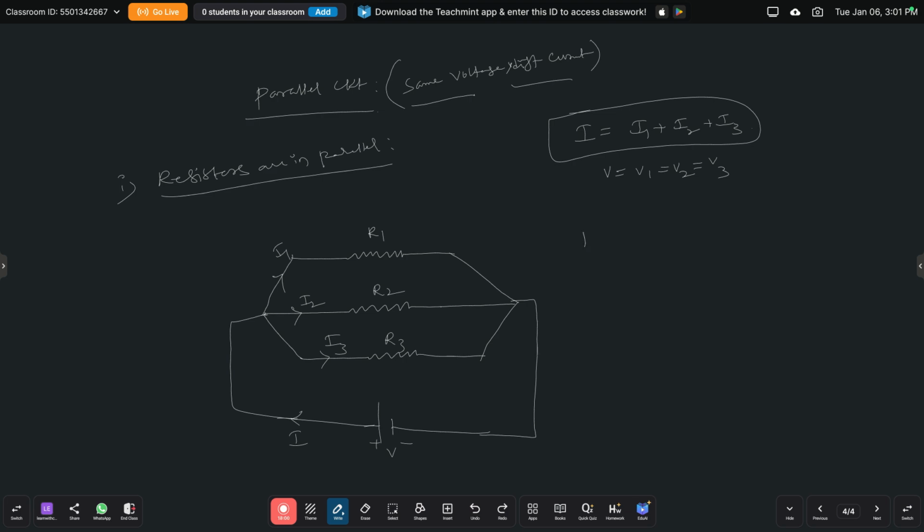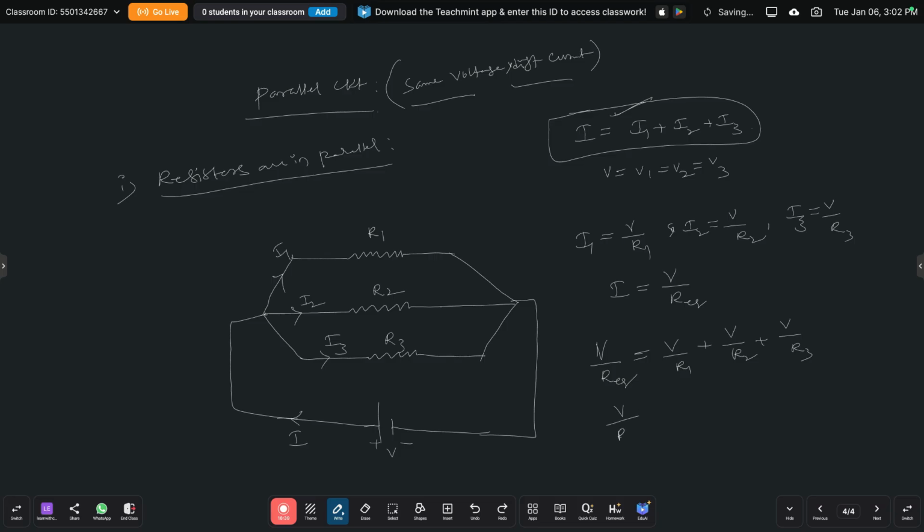According to Ohm's law, we know that I1 is equal to V by R1, I2 is equal to V by R2, and I3 is equal to V by R3. And what about I? I is nothing but V by R equivalent. So substitute all these values in this equation. Then we get I, that is V by R equivalent, equals I1, that is V by R1, plus I2, that is V by R2, plus I3, that is V by R3.